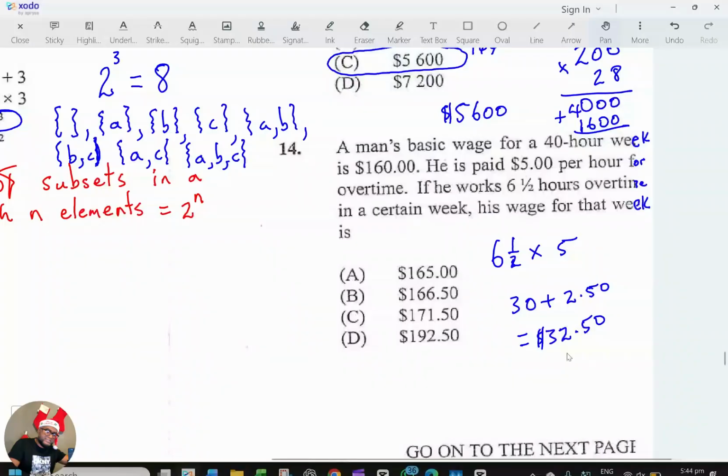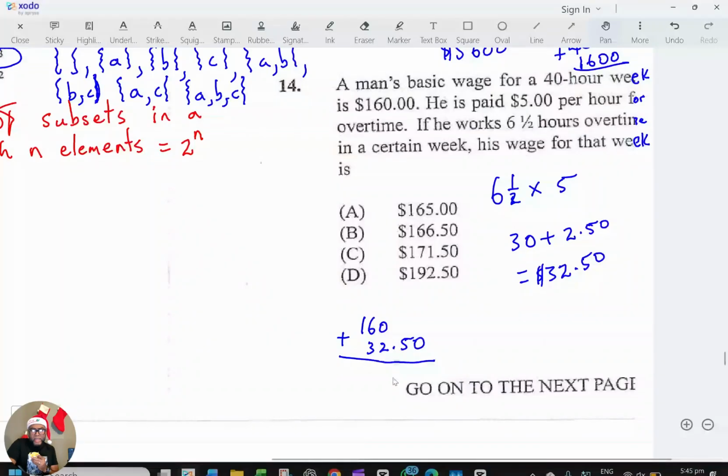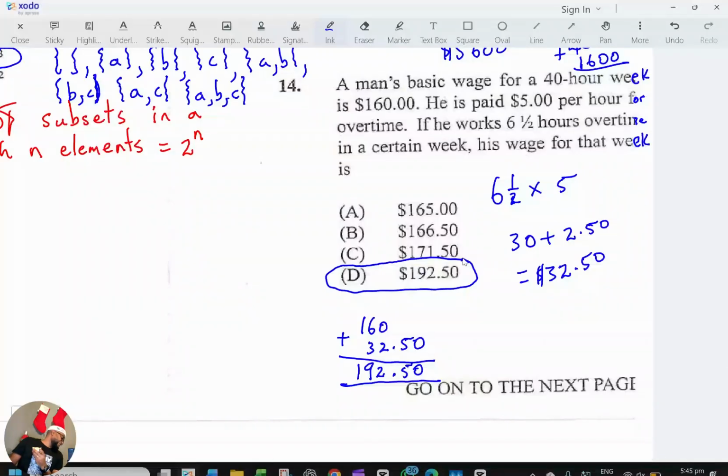How much the basic wage was here, guys? Let me see you following. What's the basic wage? 160. Excellent. So his wage for that week would be 160 plus 32.50. Right? And that will give me $192.50. Right? Can't go wrong. $192.50.